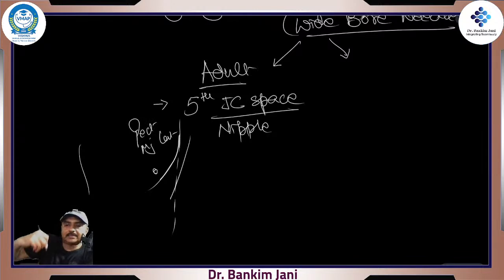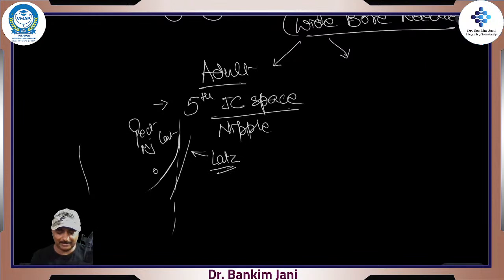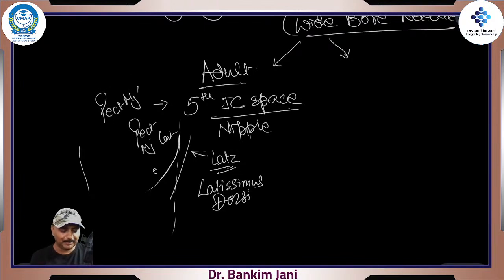Then on the back side, there is latissimus dorsi. I always lovingly write it as lats. In many of the videos, you will find that I say pectoralis major as pecs major and pecs minor, latissimus dorsi as lats, and trapezius as traps. So this one is the posterior axillary line.